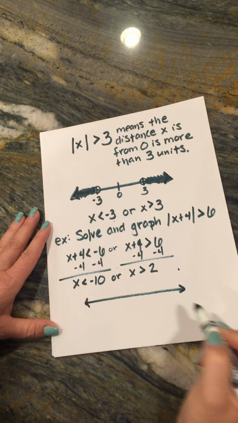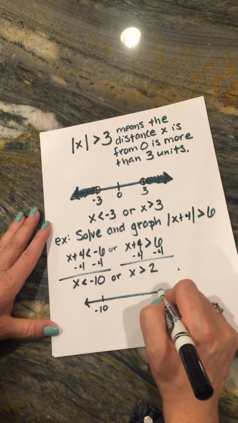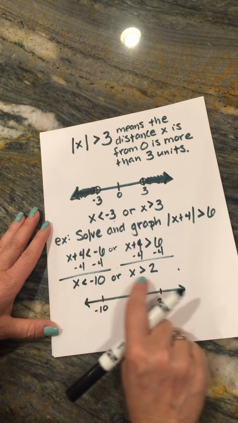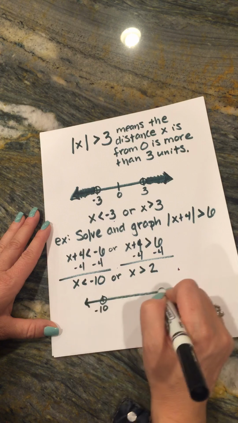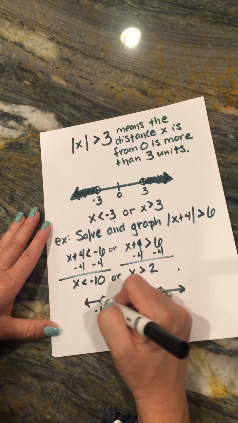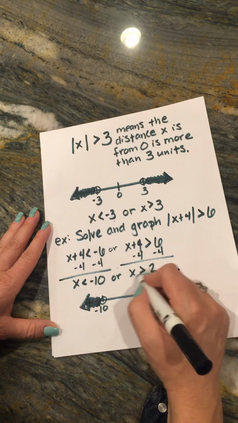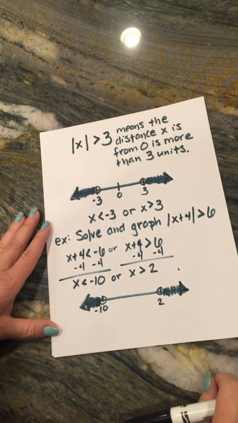Let's draw it. Negative 10 is down here. 2 is up here. Now is it inclusive? Can we be equal to? Nope. So we have to do open dots. And x is less than negative 10, so we're going this way. And x is greater than 2, so we're going this way.